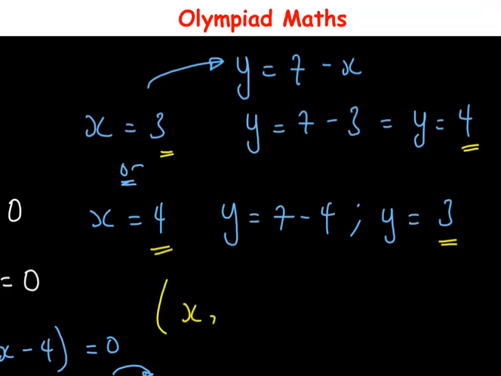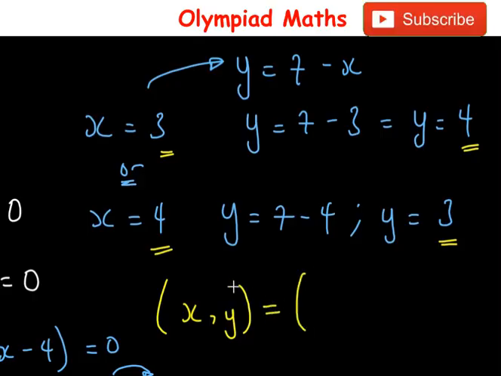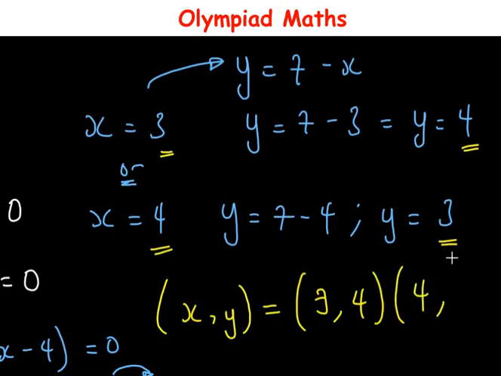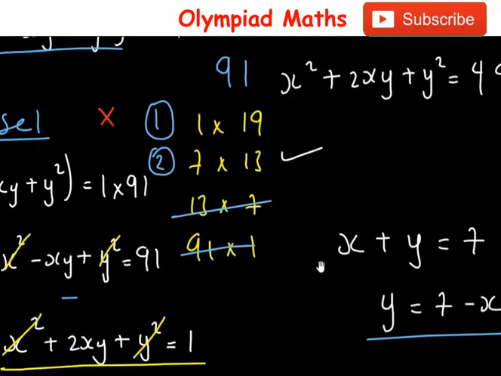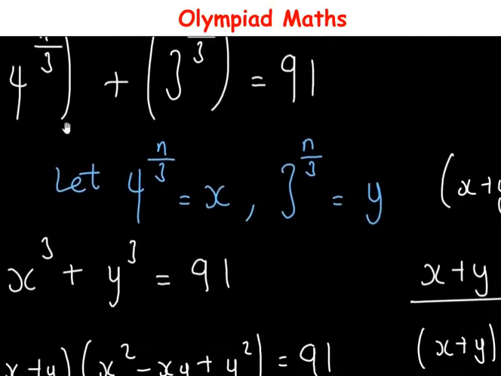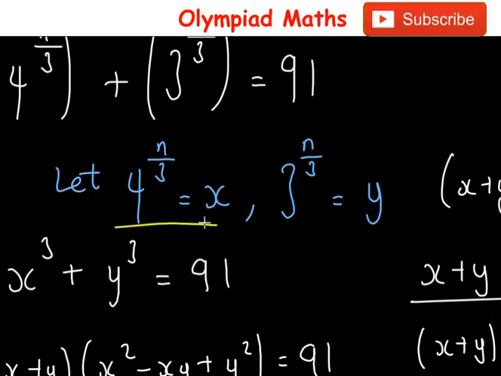Now the next thing is to report these answers in this form. For the first value of x and y, we have x as 3 and y as 4. For the second value of x and y, x is 4, y is 3. Okay, but the goal is to solve for the value of n. So recall that we said let 4 raised to power n over 3 equals x, and 3 raised to power n over 3 equals y.